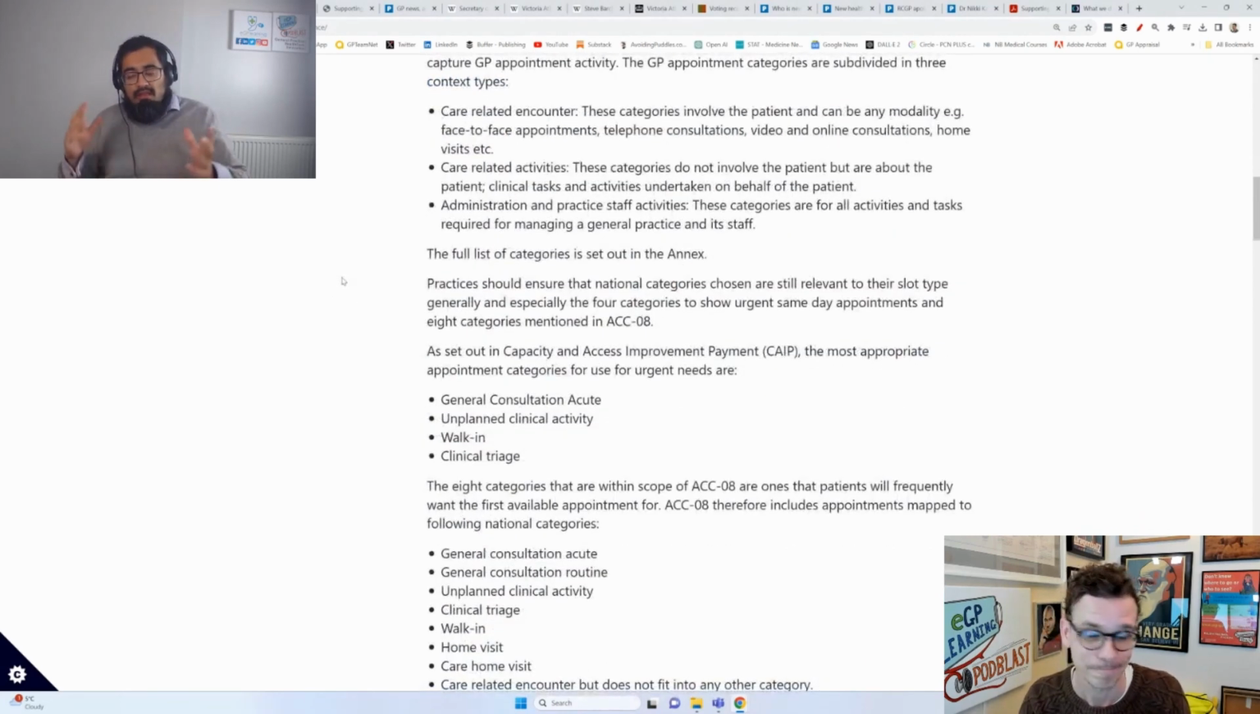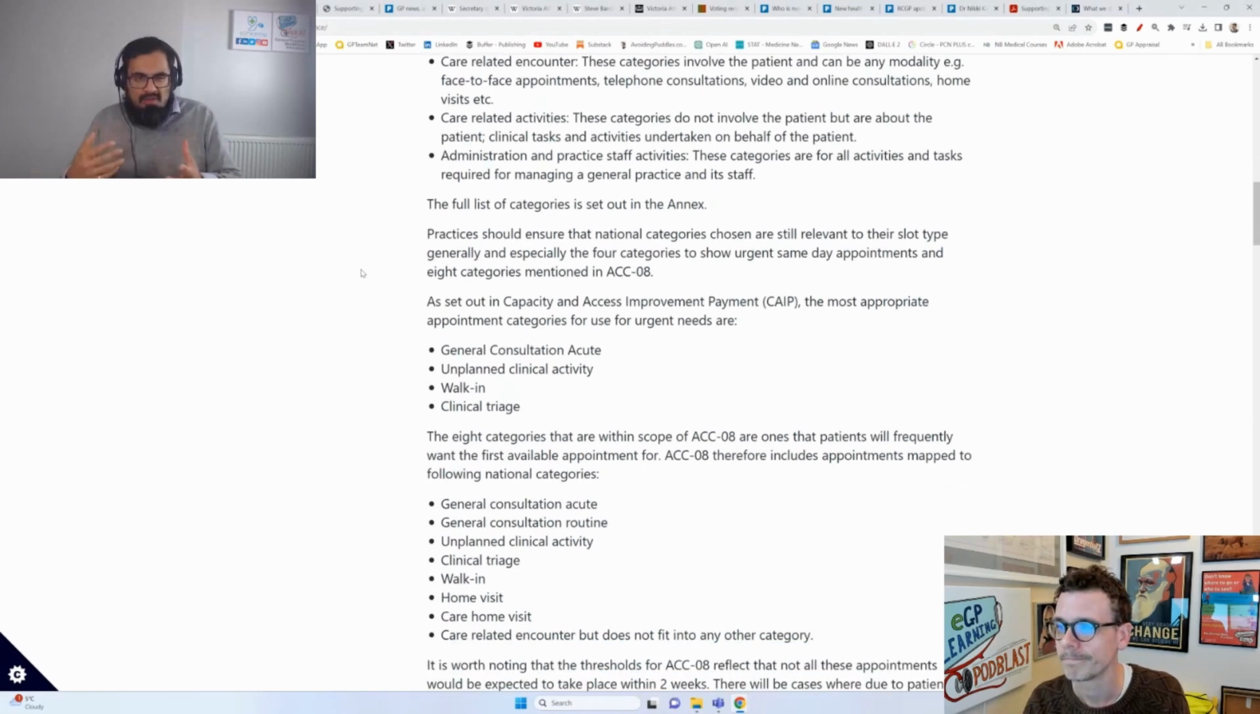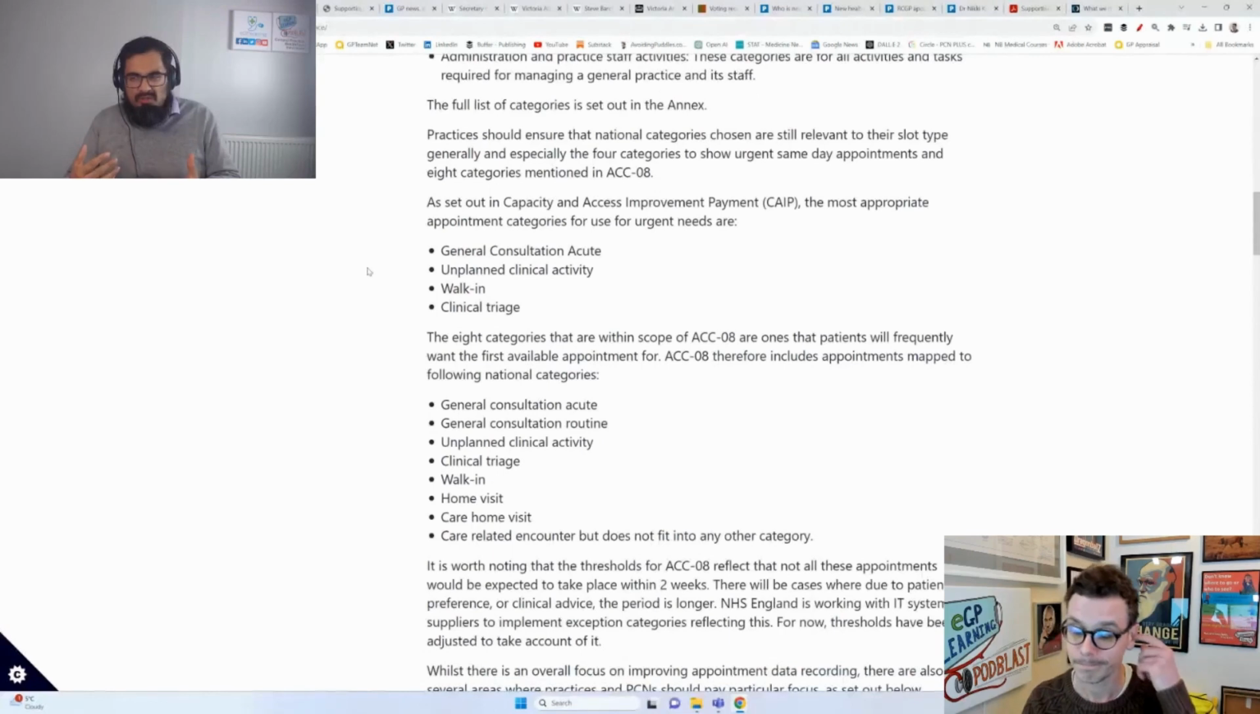Is important. Then it mentions, for ACC08, the types of appointment slots they expect you to use for the accounting towards that. So there are the four main ones, which are general consultation acute, unplanned clinical activity, walk-in, and clinical triage. And then there are the additional ones also included within ACC08 about the two-week appointment.